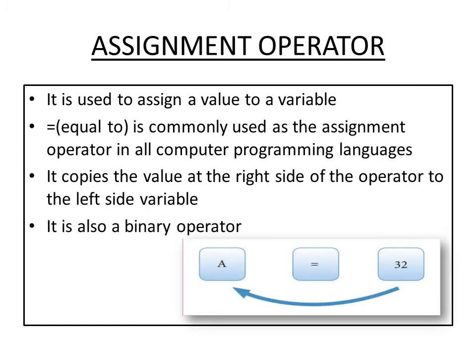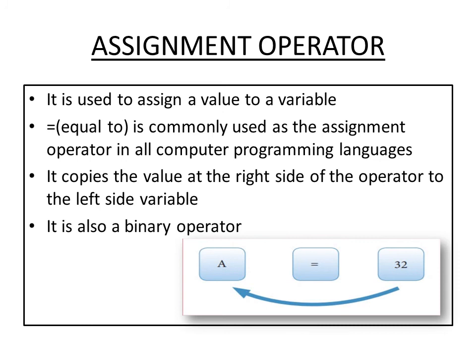Next, we are looking into assignment operators. It is used to assign a value to a variable. The equal to sign is commonly used as the assignment operator in all computer programming languages. Here it copies a value to the left hand side variable. Since two operands are used, a different value is going to be overwritten on the position of variable A. It's a binary operator.